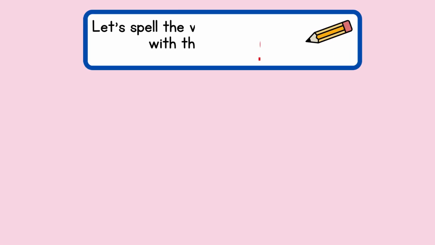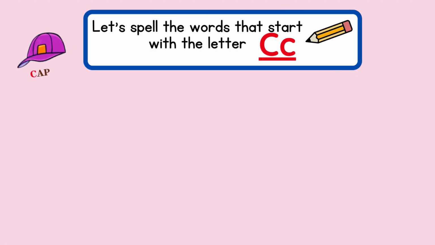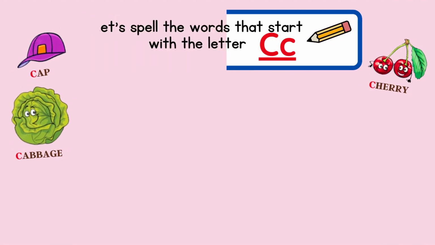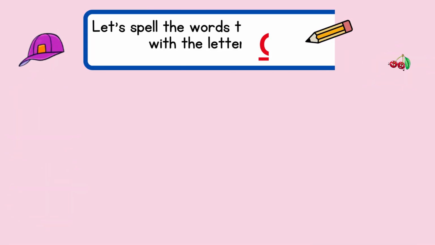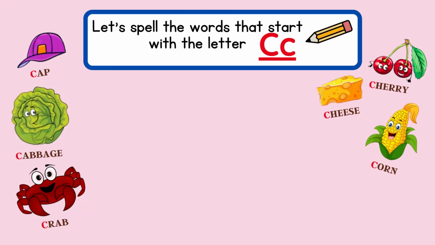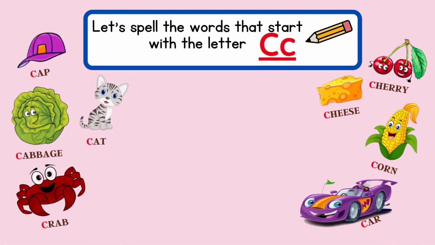Wow. Okay children, now let's spell the words that start with letter C. Cap. Cherry. Cabbage. Crab. Cheese. Corn. Cat. Car.